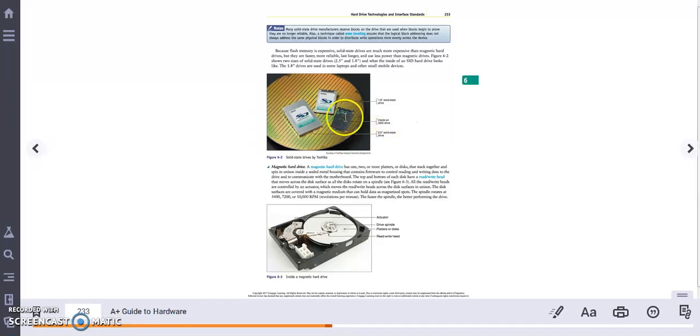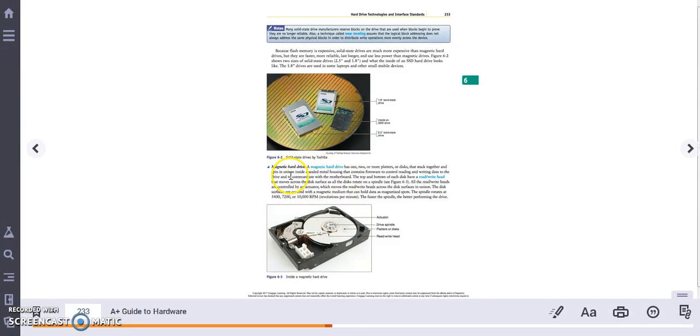A solid state drive has basically non-volatile RAM chips in it. So it'd be more like ROM actually. Non-volatile means that when the power is turned off, the information is retained on the chip, just like a flash drive.